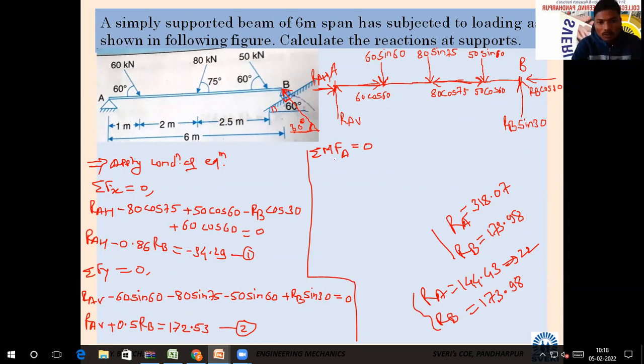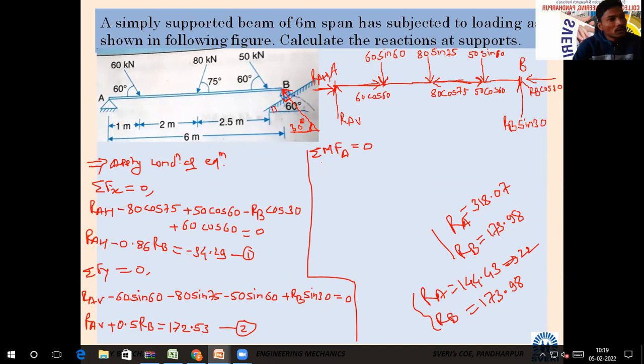So now tell me one by one. Both the reactions will be passing through point A. As they pass through point A, we are not going to consider them. Next, horizontal forces. All horizontal forces are going to pass through point A, so there is no question of considering them. Now only vertical forces we have to consider other than RAV and RAH. So 60 sin 60 will apply force.